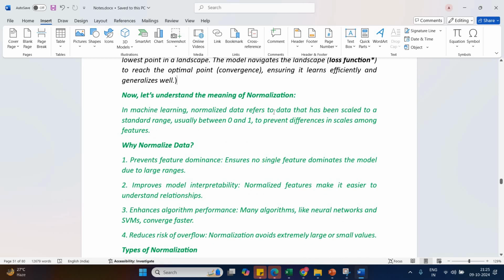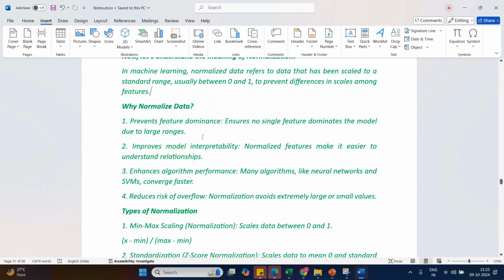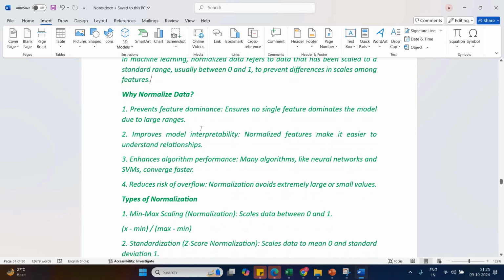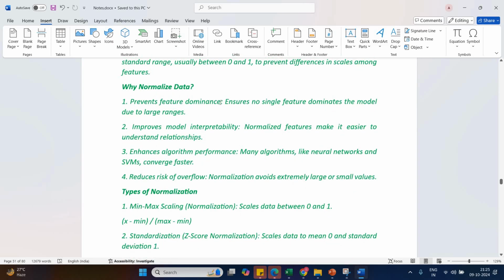So in machine learning, normalized data refers to the data that has been scaled to a standard range so that all the feature data falls between 0 and 1, to prevent differences in scales among features. Got it? I think we have discussed enough, so you must have got it. If you have not got it, you can give me feedback. So why do we need normalized data? It prevents feature dominance.